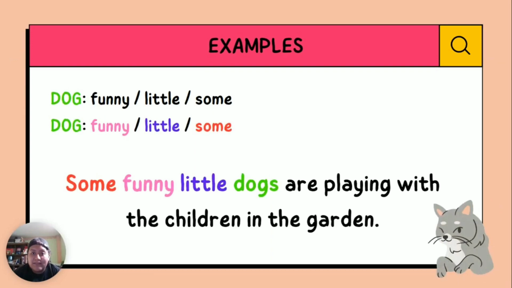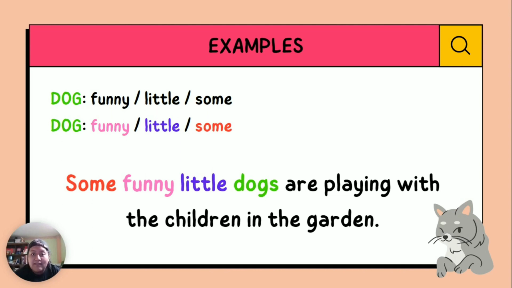And here we have examples. Our noun is dog, and we have to order 3 adjectives. We have funny, little, and some. First, we are going to recognize to which category each adjective belongs. Funny is a quality, little is the size, and some is a quantity.